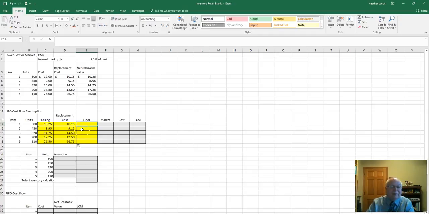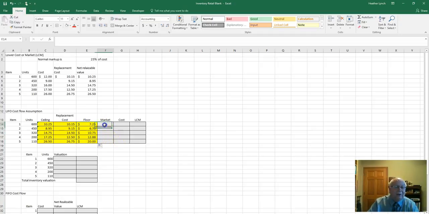So what we have here then, we have our ceiling price, which is the market value minus the 25% times our cost of $12. And that gives us $7.25. And then what we can do is absolute value the E2 section, and then we can copy that down and we get our cost. Okay, that's the cost that we come up with.